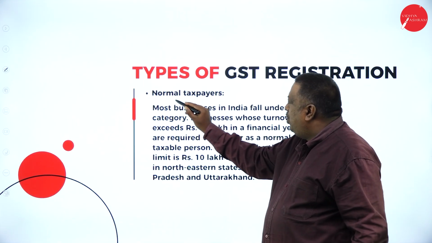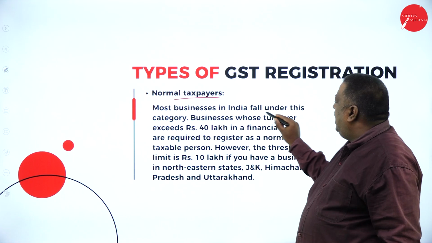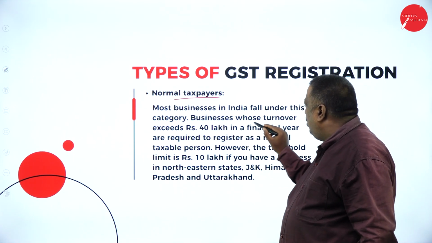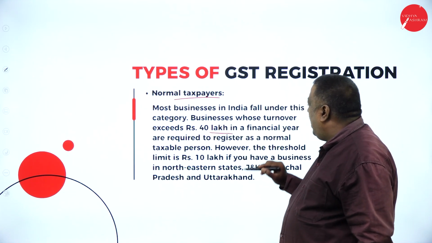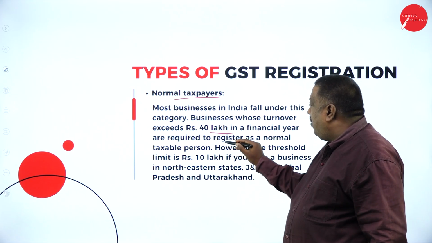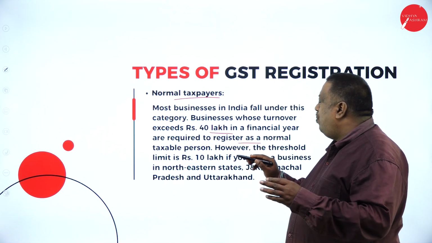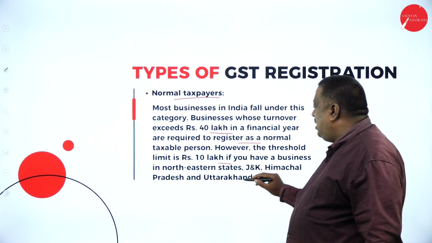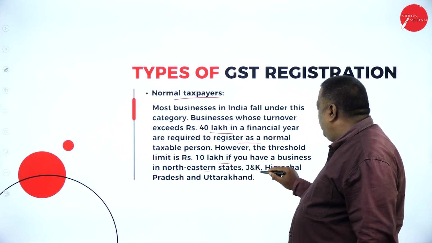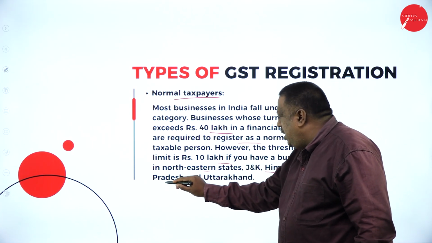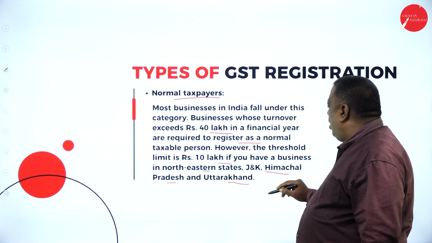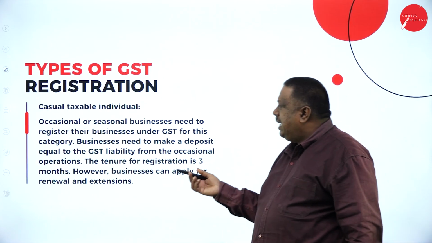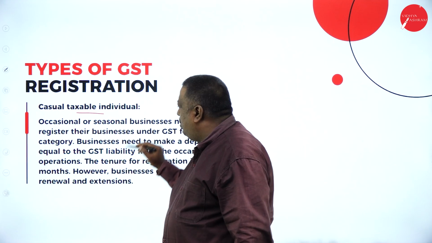So who are those people? Normal taxpayers. Most businesses in India fall under this category. Businesses whose turnover exceeds 40 lakh in a financial year are required to register as a normal taxable person. However, the limit is 10 lakh if you have a business in the northeastern states, Jammu Kashmir, Uttarakhand and Himachal Pradesh. Next, casual taxable individual.